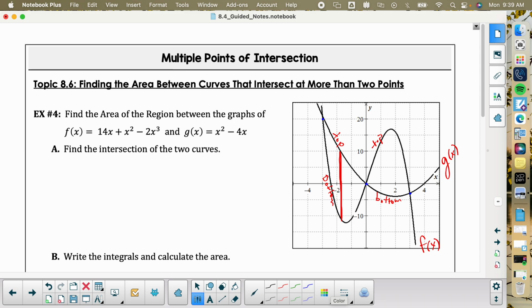Okay. He's looking for some help. Did you set the 2 equations equal to each other? Yep. So if you want to know where they cross, you basically just set them equal to each other and solve it.